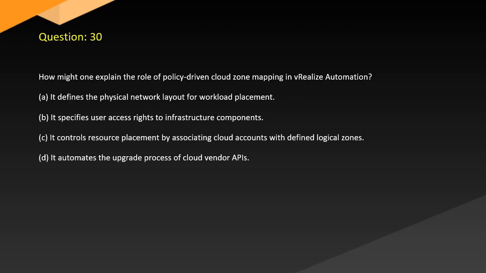Question 30. How might one explain the role of policy-driven cloud zone mapping in Realize Automation? A. It defines the physical network layout for workload placement. B. It specifies user access rights to infrastructure components. C. It controls resource placement by associating cloud accounts with defined logical zones. D. It automates the upgrade process of cloud vendor IPs.